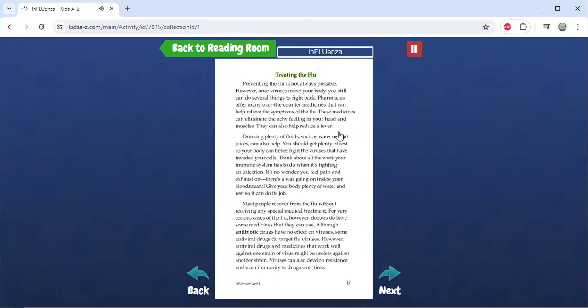Treating the flu. Preventing the flu is not always possible. However, once viruses infect your body, you still can do several things to fight back. Pharmacies offer many over the counter medicines that can help relieve the symptoms of the flu. These medicines can eliminate the achy feeling in your head and muscles. They can also help reduce a fever. Drinking plenty of fluids, such as water or fruit juices, can also help. You should get plenty of rest so your body can better fight the viruses that have invaded your cells.